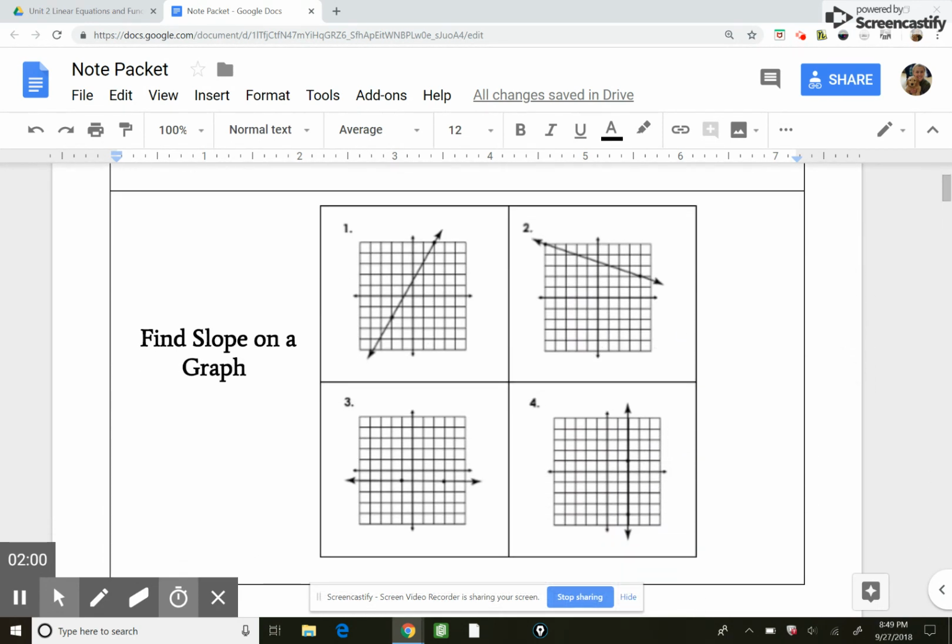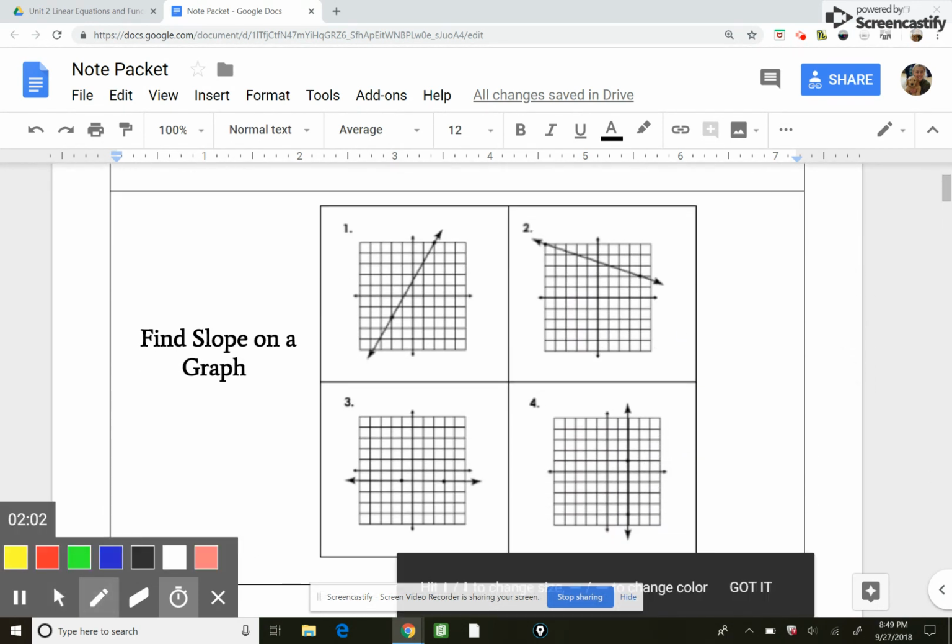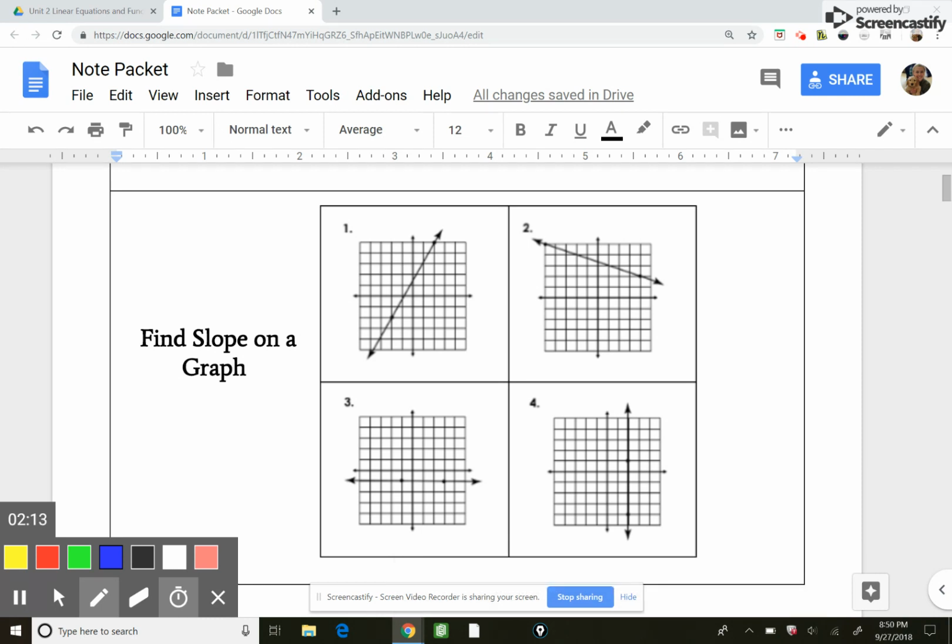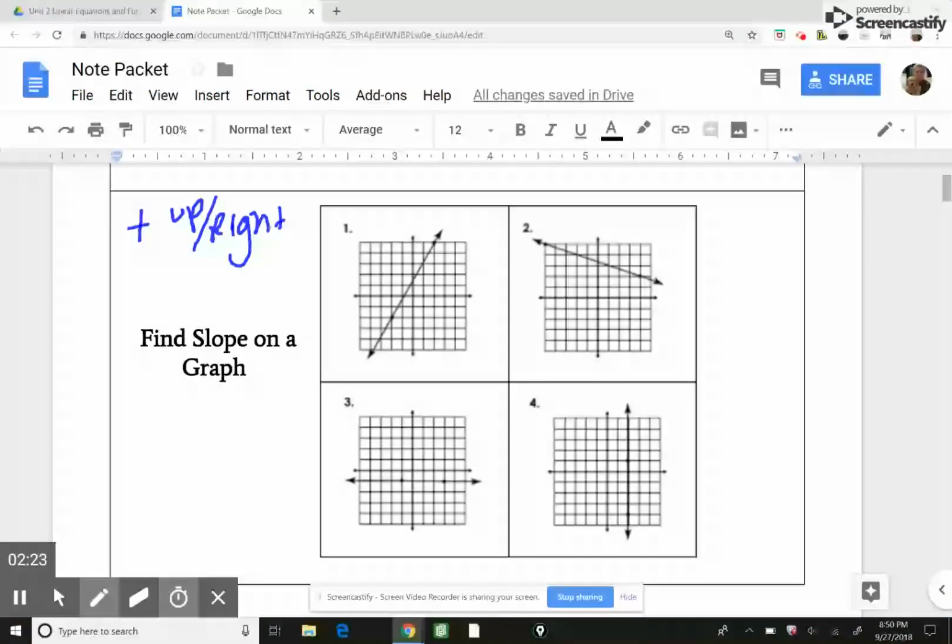Alright, so let's first start looking at graphs. To find the slope of a graph, you pick 2 points, and you figure out how much you have to count up and over. So positive is up or right, and negative is if you go down or left. So that's where I'm going to get my positive negatives from.